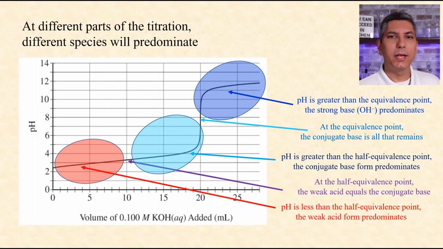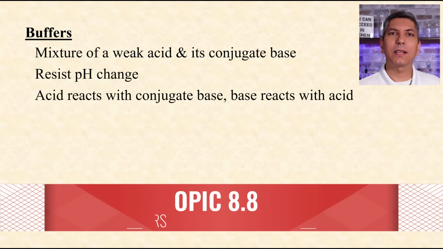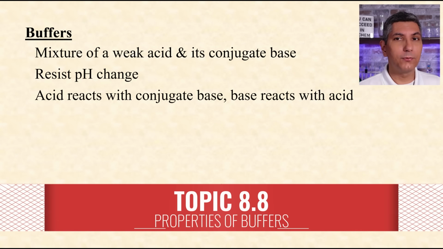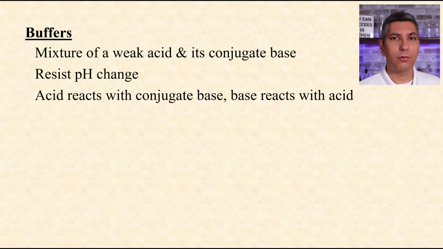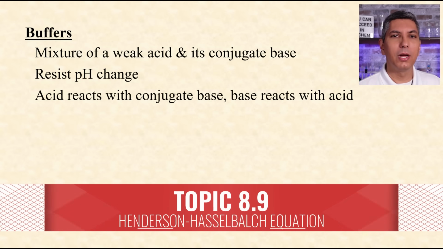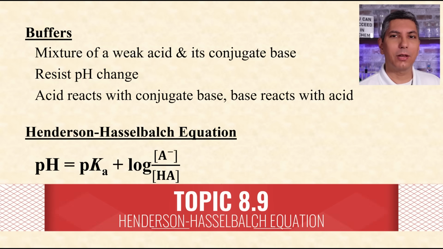A buffer is a mixture of a weak acid and its conjugate base. Buffers are useful because they resist pH change. If you add some acid to a buffer, the conjugate base reacts with it and keeps it stable. Likewise, if you add base to the buffer, the acid reacts with it and keeps it stable. To calculate pH of a buffer, use the Henderson-Hasselbalch equation.